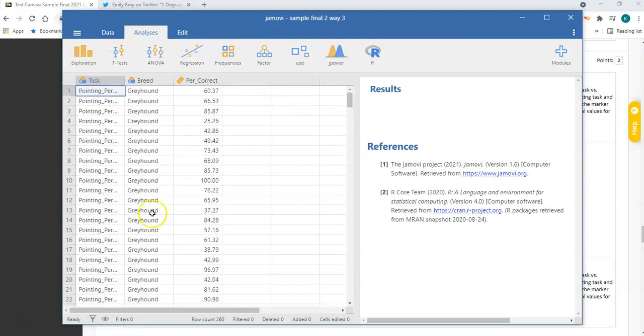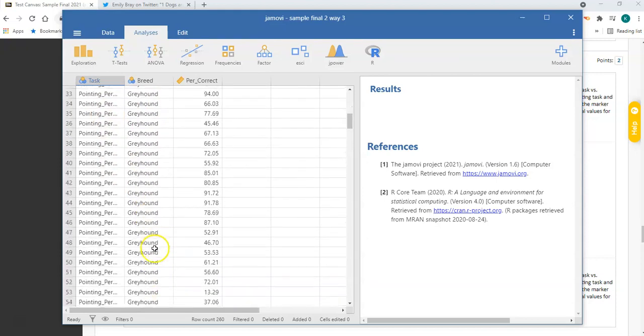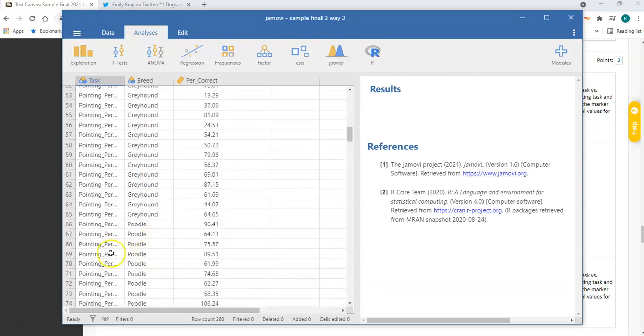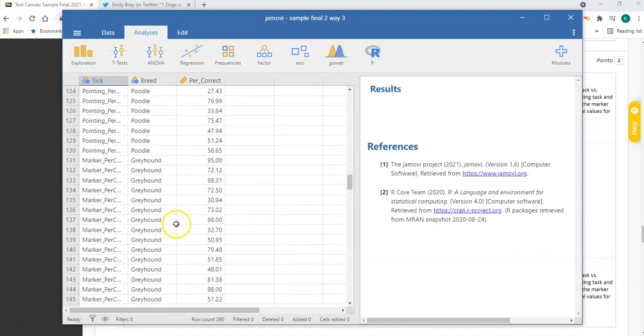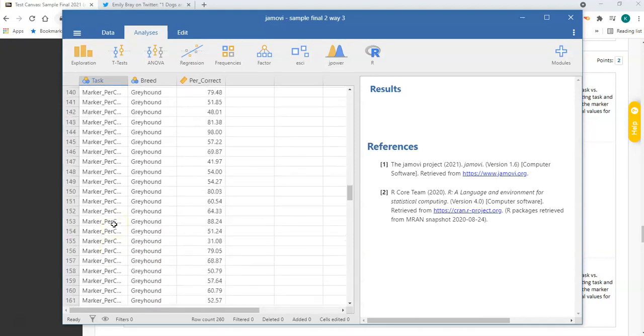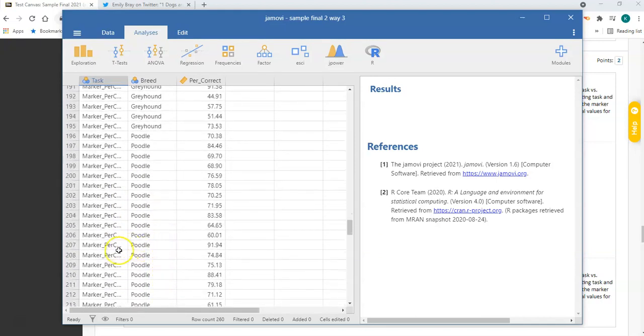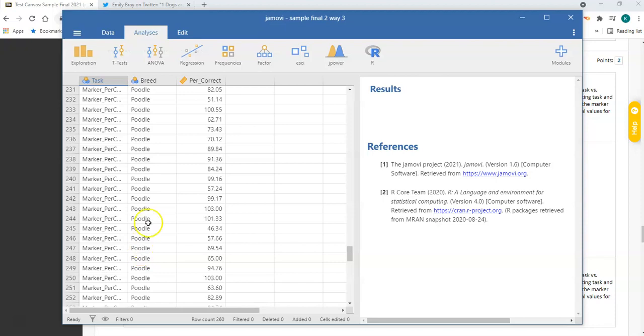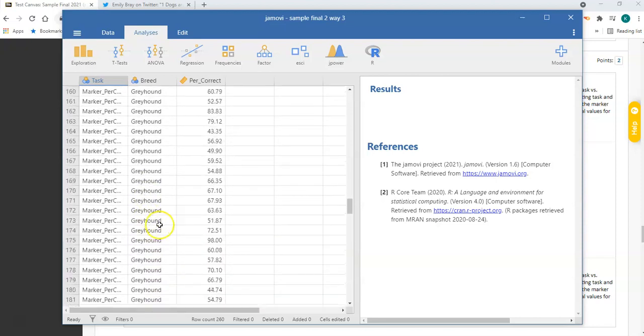And then there's two different tasks. They're performed, and you have different dogs in each task. So you have a bunch of greyhounds performing the pointing task, a bunch of poodles performing the pointing task, a bunch of greyhounds performing the marker task, and then a bunch of poodles. You got the 2x2.